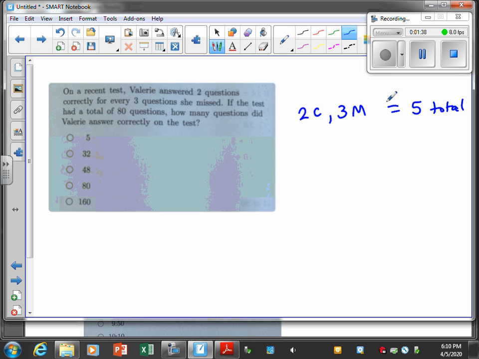So this describes our ratio, like our relationship. She said for every 2 correct, she missed 3, which means they gave us that percentage of total. So the corrects is 2 correct out of 5 total. That's what this gives us up here. 2 correct out of 5 total is equal to, so you set up proportions on these, if you do correct over total, then over here we need to do correct over total. So the correct is what we don't know, we'll let that be x. The total we do know because there's 80 total.